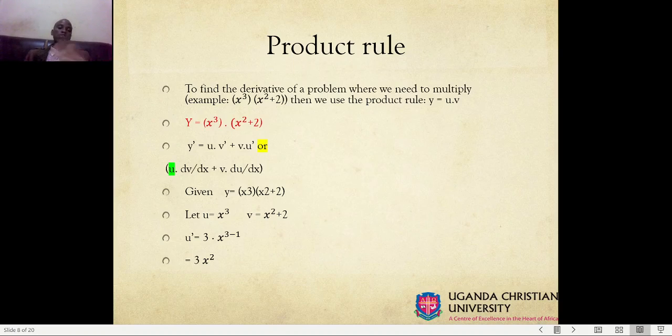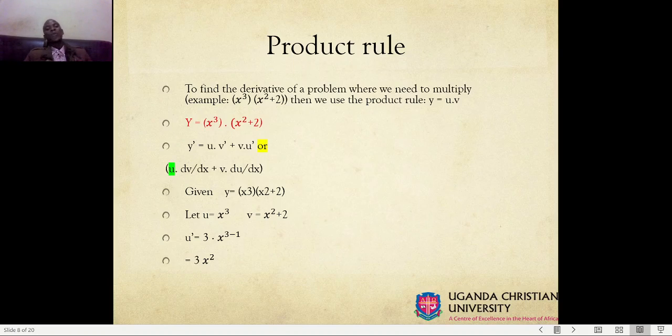So the product rule is as follows. You can assume the first function to be u and the second function to be v. So the rule is you get the first function times the derivative of the second function plus the second function times the derivative of the first function, or u dv/dx plus v du/dx.